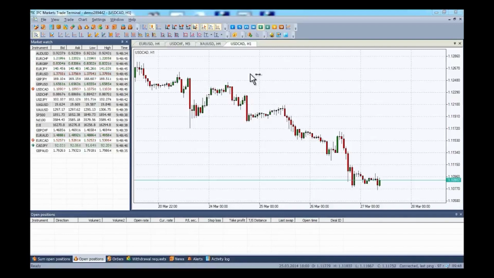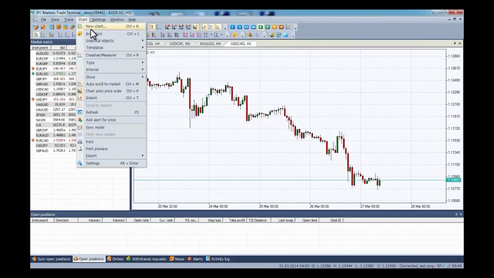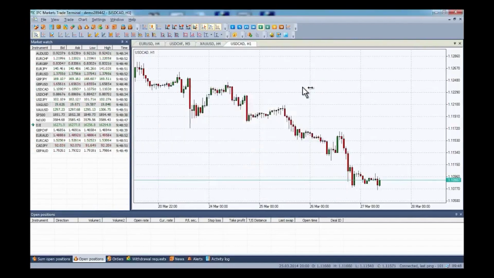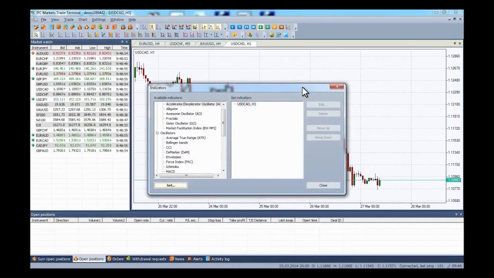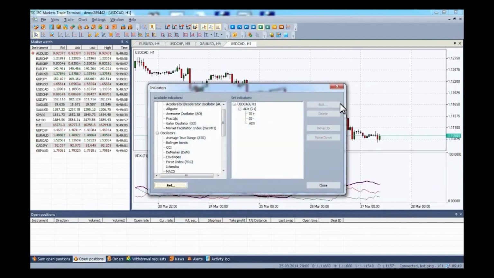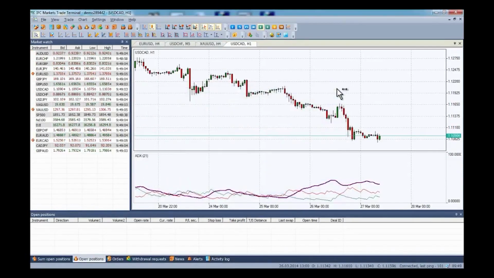To access our set of indicators, we simply go to Chart, Indicators, and they appear. You can also do it by simply clicking Ctrl-I, and there you have them. Let's select ADX, click Set, OK, and there it appears.